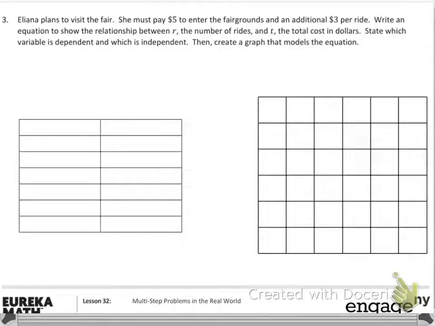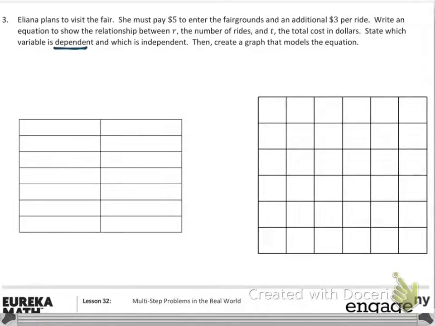All right, we're back. Exercise 3 is the same thing. We're going to determine which one's independent and dependent, make ourselves a table, make ourselves a graph. So here's the problem. Elena plans to visit the fair. She must pay $5 to enter the fairgrounds and an additional $3 per ride. Write an equation to show the relationship between R, the number of rides, and T, the total cost in dollars. State which variable is dependent and independent, and then create a graph.